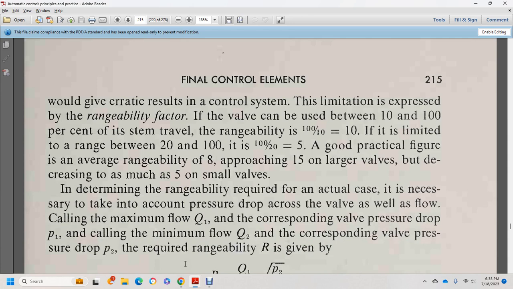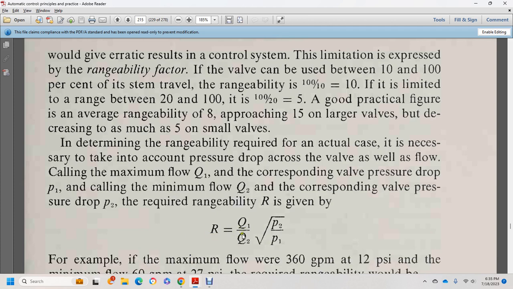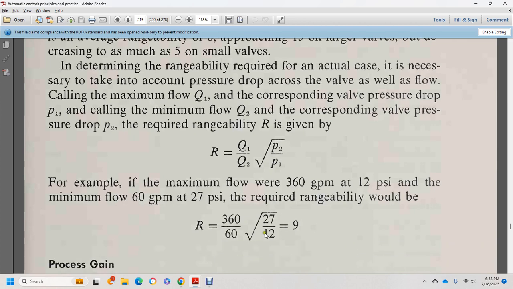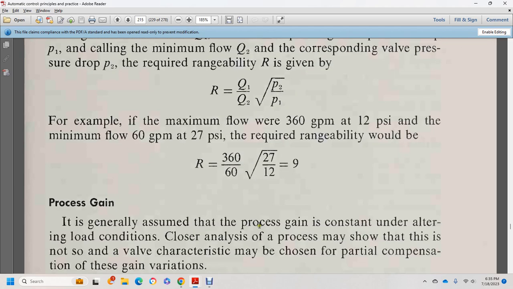To determine the rangeability required with the actual kit, it is necessary to take into account the pressure drop across the valve as well as flow. Calculate the maximum flow Q1 and the corresponding valve pressure drop P1. Call the minimum flow Q2 with the corresponding valve pressure drop P2. The required rangeability, given as the maximum flow over the minimum flow, is equal to the square root of the valve pressure drop P1 over the valve pressure drop P2, times the flow ratio. For example, the maximum flow would be 360 gallons per minute at 27 psi, and the minimum flow 60 gallons per minute at 12 psi, so the required rangeability is 360 over 60, or 6 times the square root of 27 over 12, which equals 9.